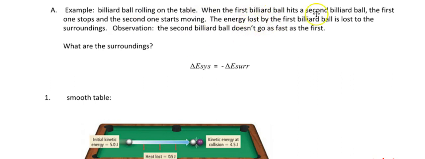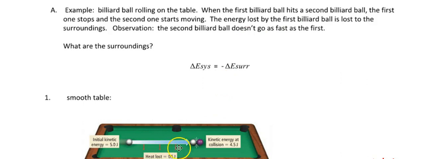So a couple things already noticed: the energy is lost. If I call the first billiard ball my system, because the energy is going from the billiard ball to the surroundings, what does that probably mean when I'm all done? What do you think delta E for the first billiard ball is going to be, positive or negative? Did you say negative? You're right. So let's check this out.